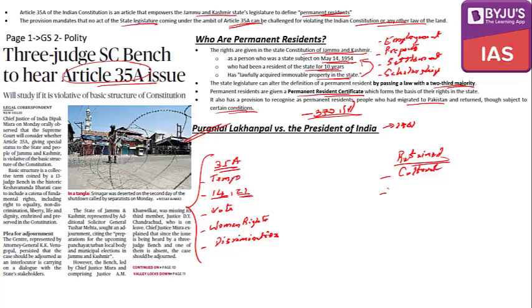Why is 35A given to us? Because there have been certain historical reasons. So 35A should not be removed because it is already there in other states. There are certain special provisions that are provided, and that is why it has to be retained.